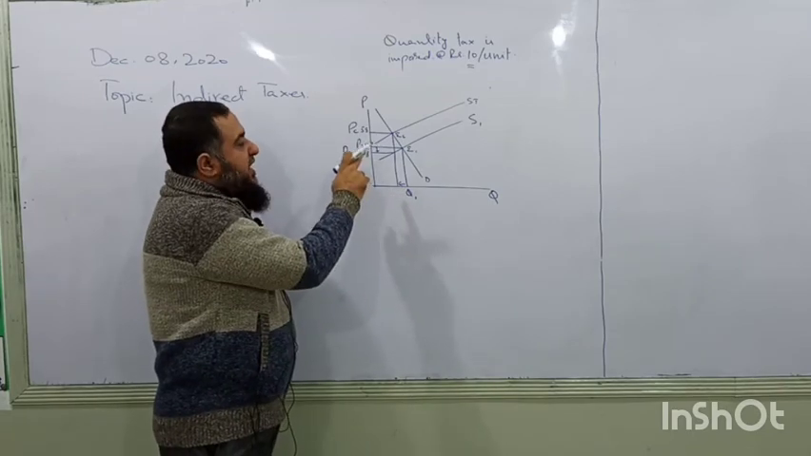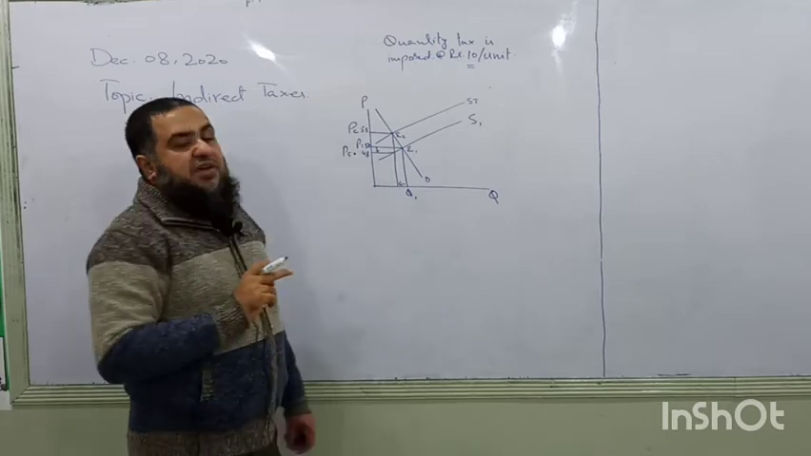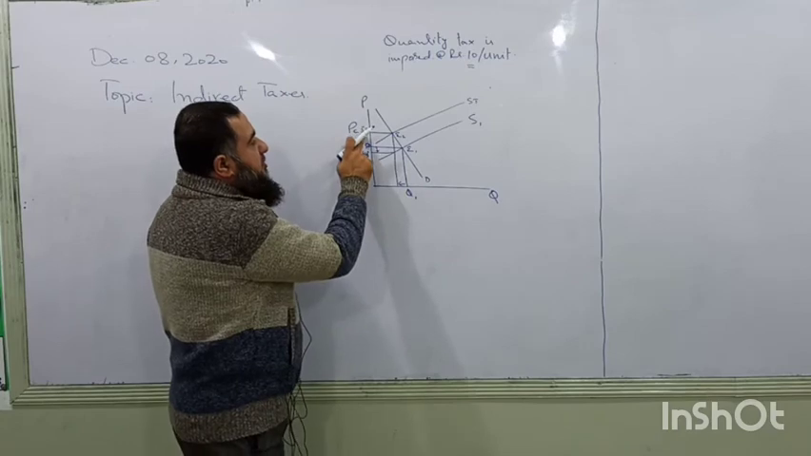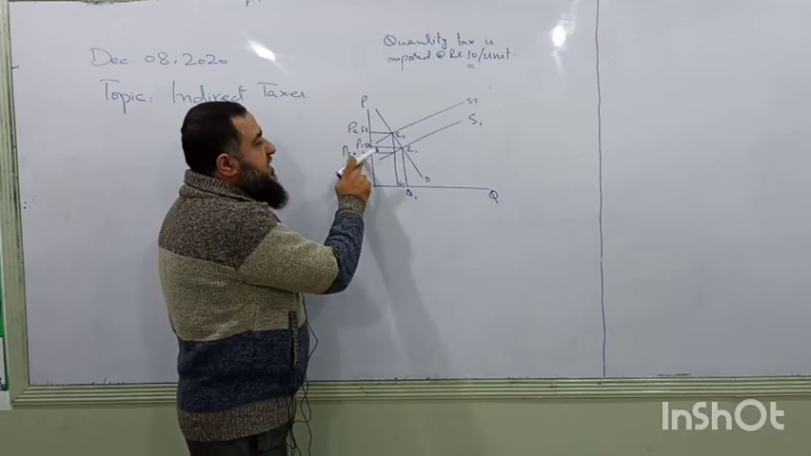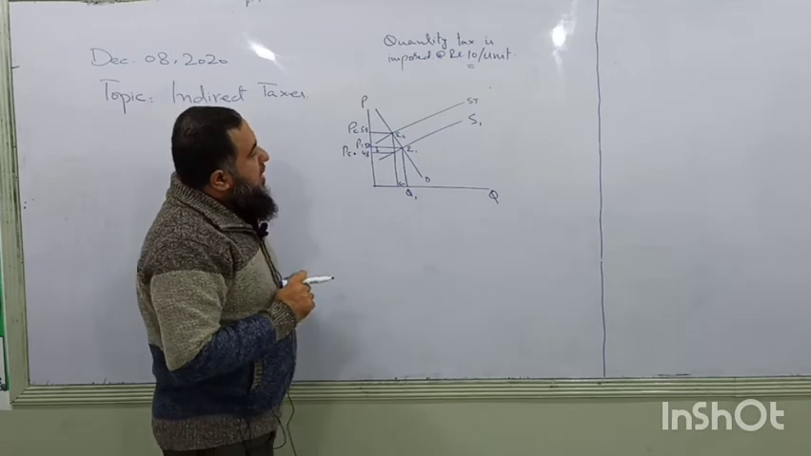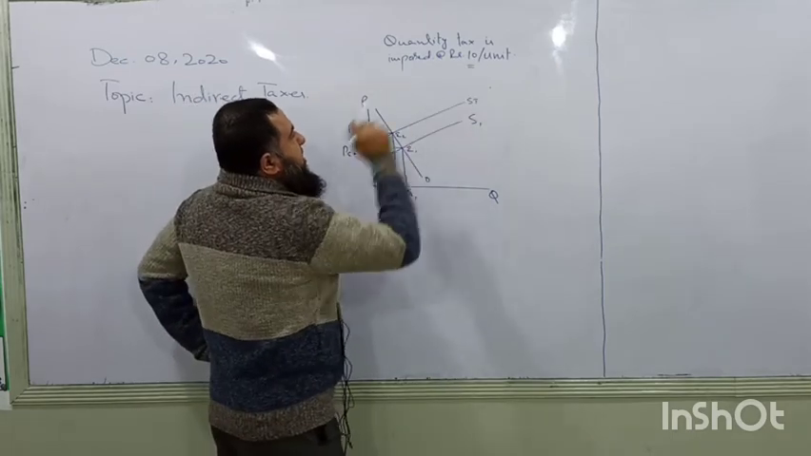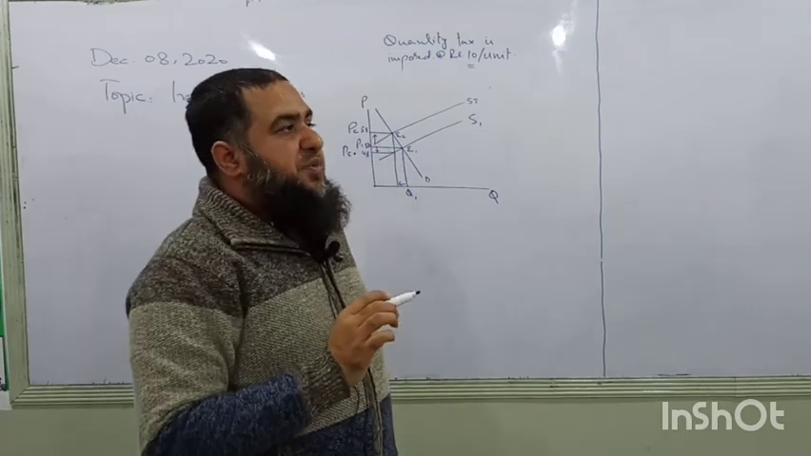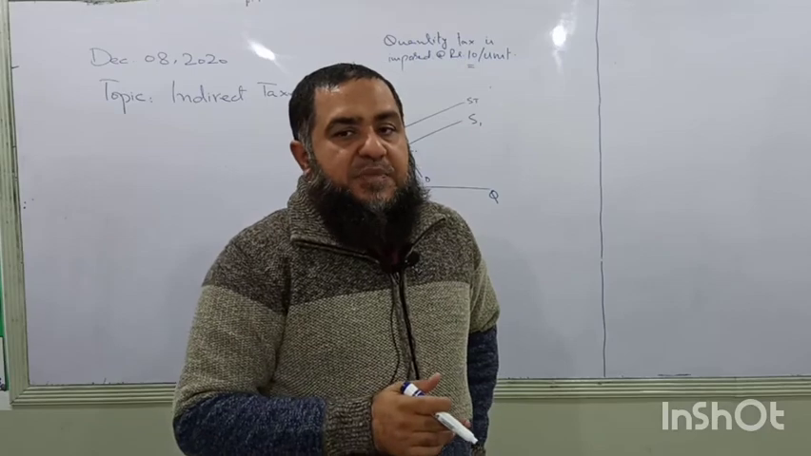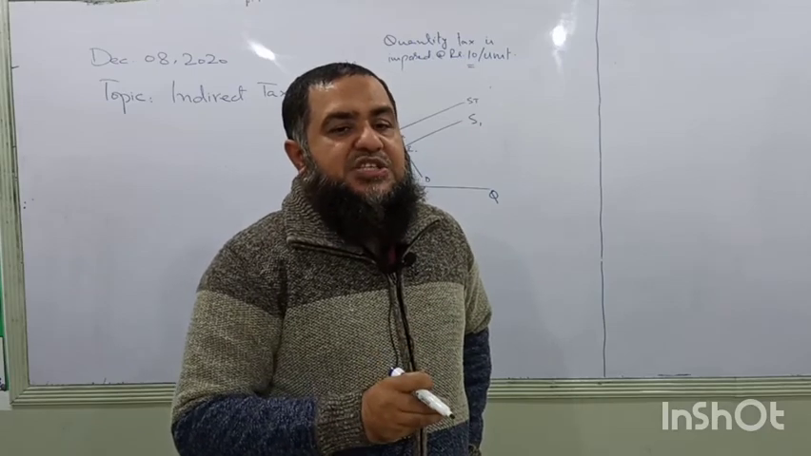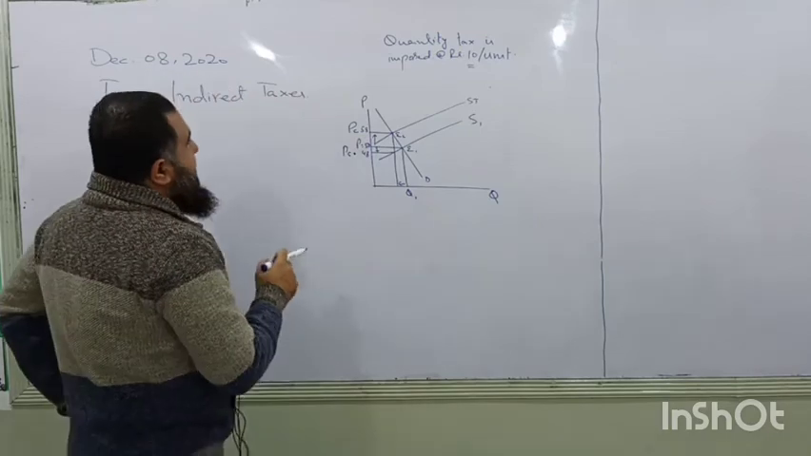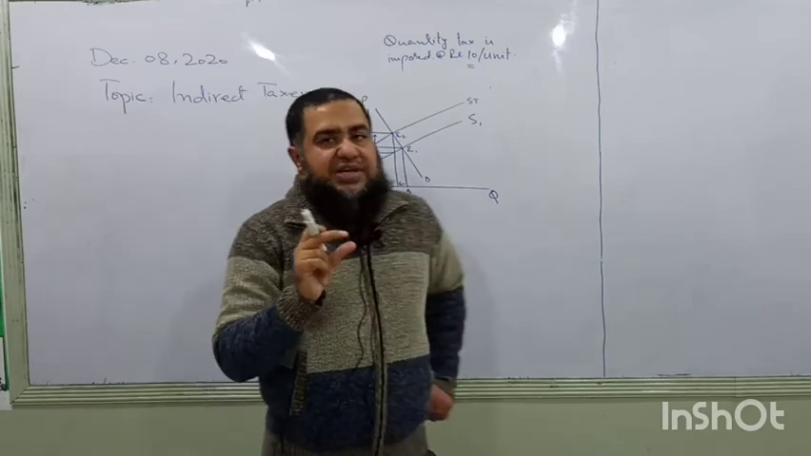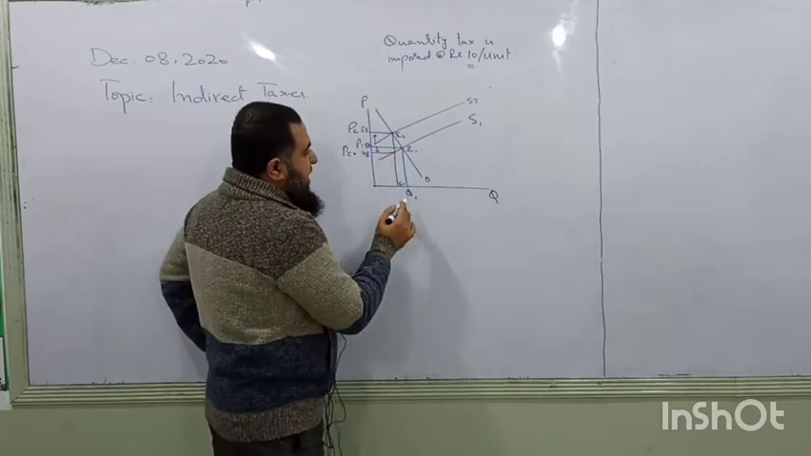Previously the consumer was paying 50 rupees and the seller was receiving 50 rupees. Now after the tax, the consumer is paying 58 and the seller is receiving 48. Why? Out of this 10 rupees tax, 80% is paid by the consumer. The price has increased by 8 rupees for the consumers, whereas the seller is only paying 20% of the tax.